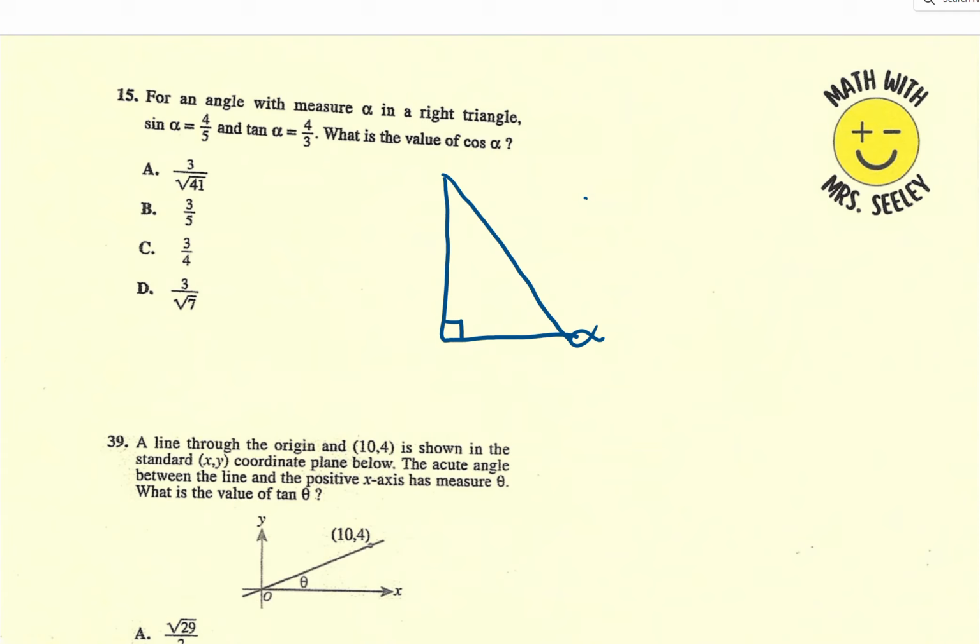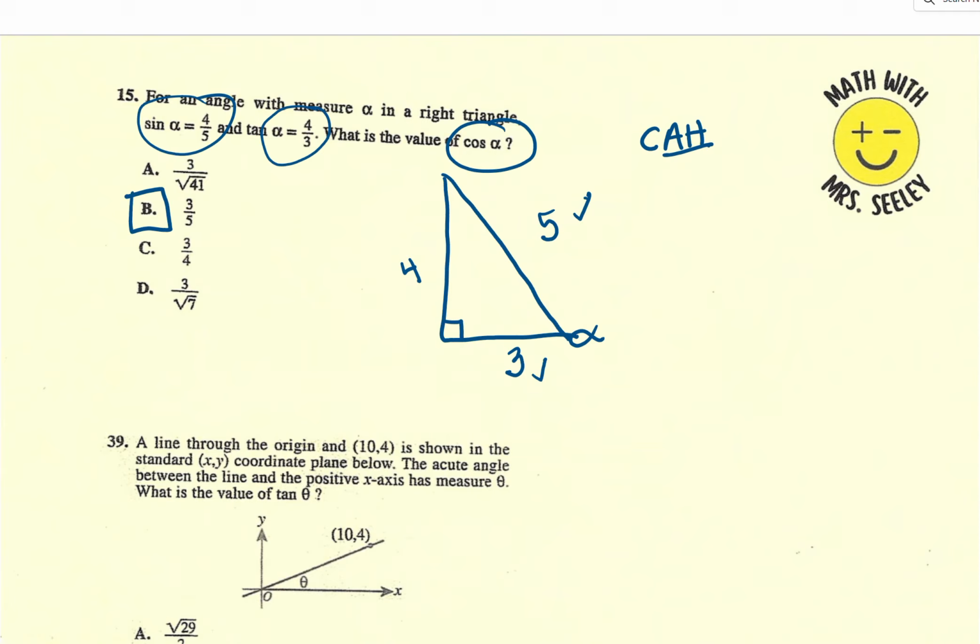Let's label the triangle. The sine of alpha is 4/5. So that means the opposite over the hypotenuse is 4/5. The tangent of alpha is going to be the opposite over the adjacent. The question says, what is the cosine? Well, that's the CAH. That's the adjacent over the hypotenuse. So the adjacent is 3, the hypotenuse is 5, and my answer is B, or 3/5.